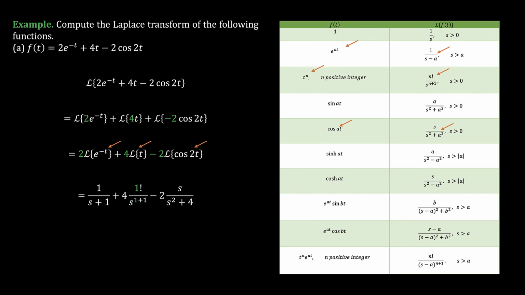And now I'm just going to go ahead and clean up this middle term here in green, the 1 factorial over s to the 1 plus 1. And that's going to give me my final answer after taking the Laplace transform term by term. So the final answer here will be 1 over s plus 1 plus 1 over s squared minus 2s over s squared plus 4.